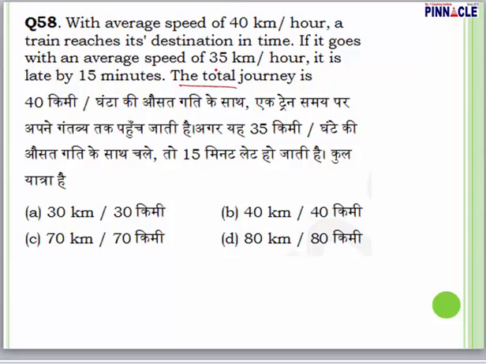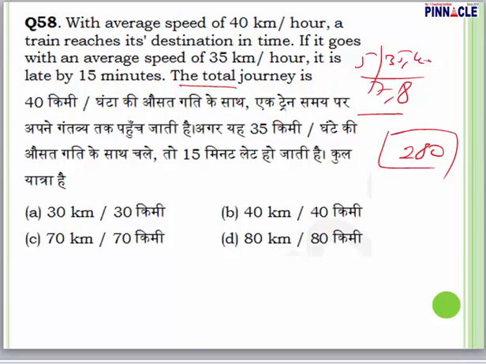So 35 and 40, you can take the LCM. You can take 280, or 560 you can also take, because there will be no difference. So here, because the LCM is 280, use 280 as the total distance. If 40 km/h is the speed, to cover 280 km, it will take 7 hours, 280 by 40. And if the speed is 35 km/h, then it will take 8 hours, because 280 by 35 is 8 hours, and the other is 7 hours.